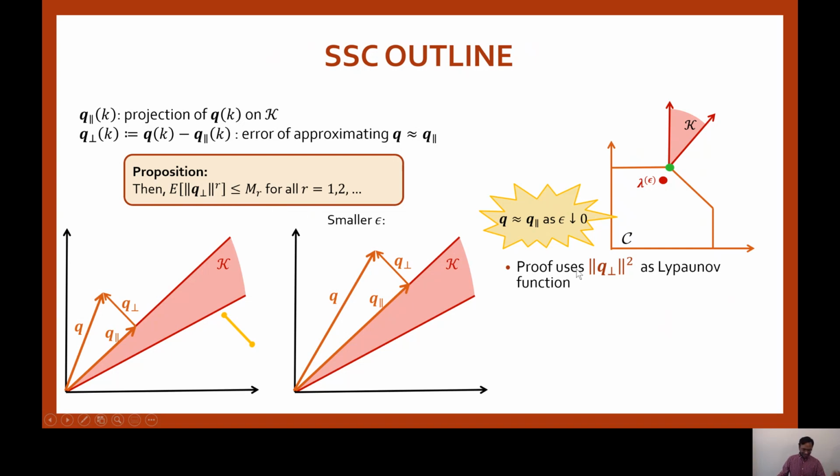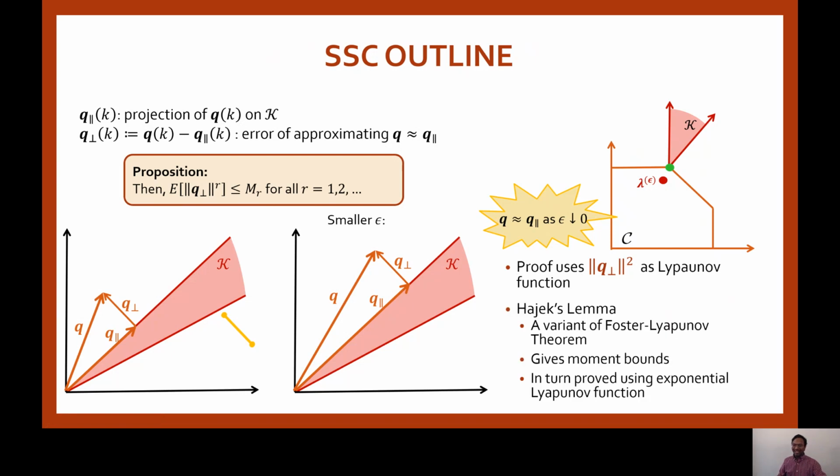So for that, in addition to just setting the drift of Q perp square to 0, we exploit a known result from Hajek in the 80s, which can be thought of as a variant of the Foster-Lyapunov theorem, which gives a bound on all moments. In fact, if one looks at the proof of Hajek's lemma from the 80s, it again depends on using an exponential Lyapunov function. So equivalently, I can say that we get all these results by working with e power Q perp as a Lyapunov function, or we use Q perp square as the Lyapunov function and plug it into Hajek's lemma.